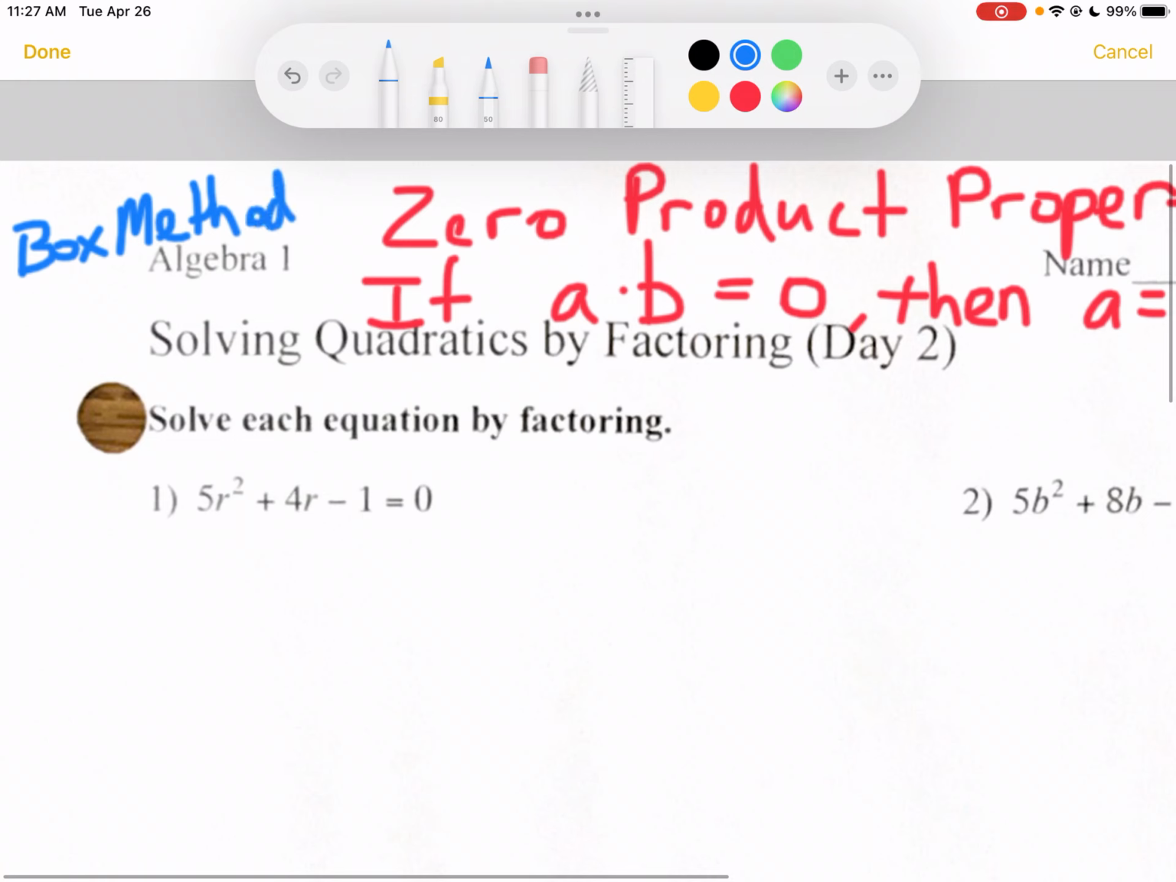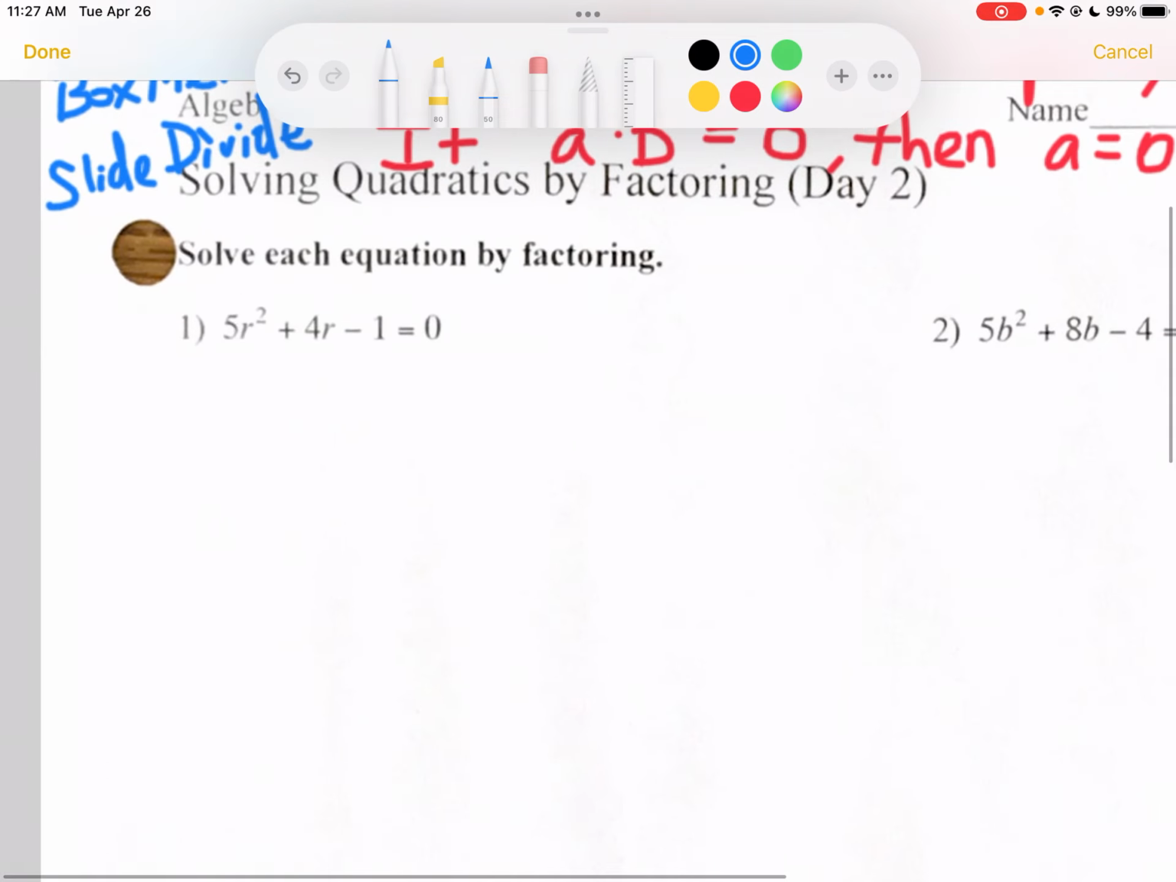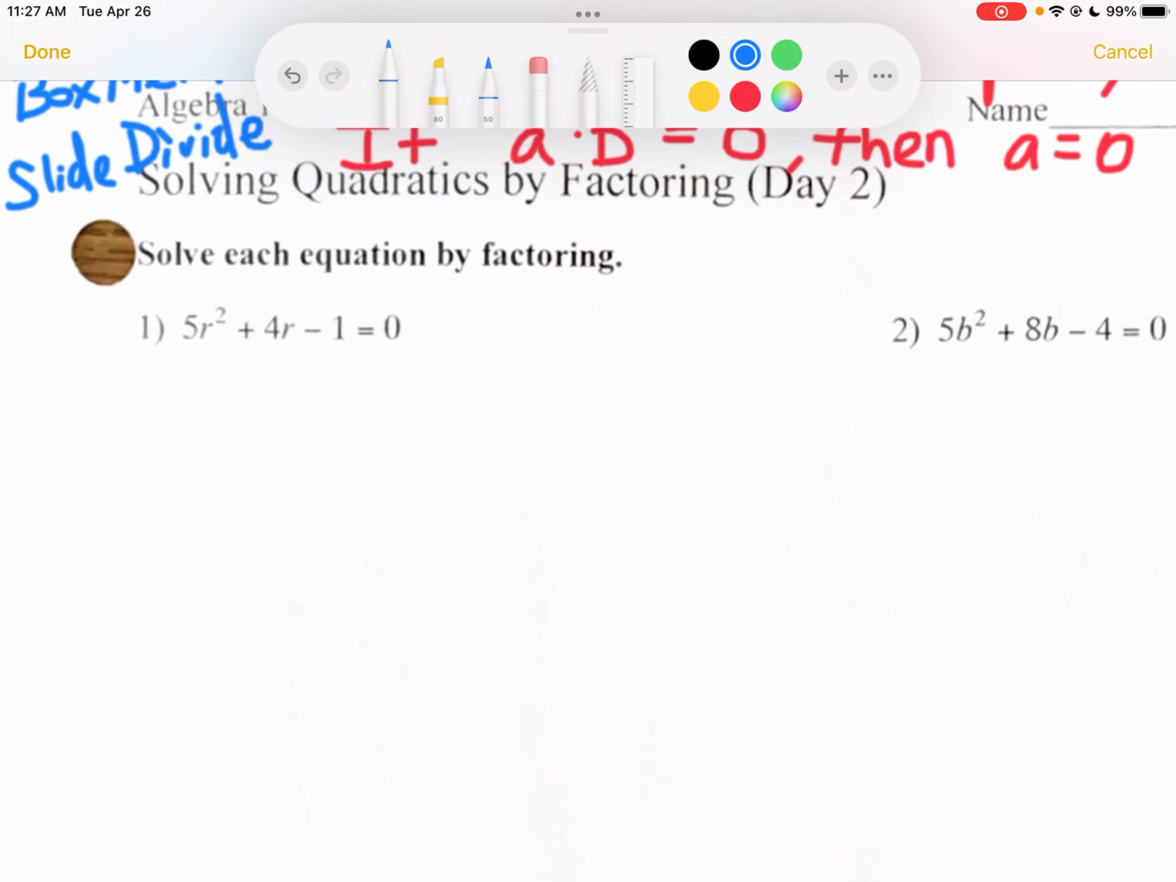So the question is, can we remember how to do slide divide? At first I think we may be a little rusty on that. So remember, you take the 5 times the 1, so you're going to have r squared plus 4r, and then 5 times negative 1 is negative 5. So go ahead and factor that just like you did on day 1.